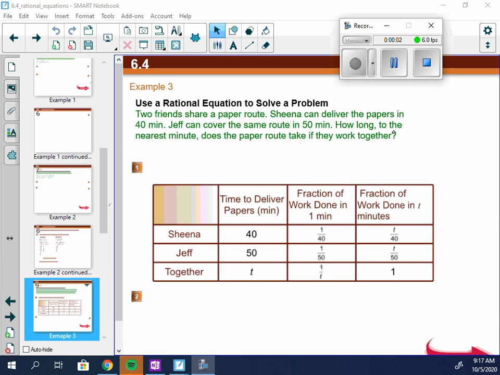Okay, example 3. So this is the one where the two people are working on the paper route together. We just discussed the fact that even though it says together, you don't add like you normally do, because it shouldn't take you more time to do it in partners. So if we're sharing a project and I do half of it, you have to do half of it. If I do a third of it, how much do you have to do? 2/3 of it.